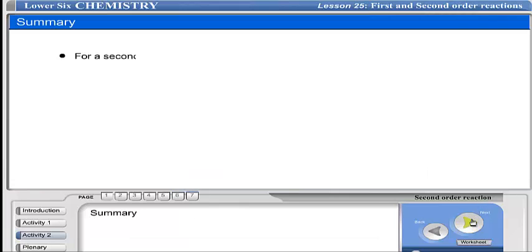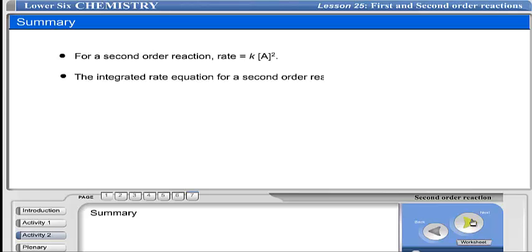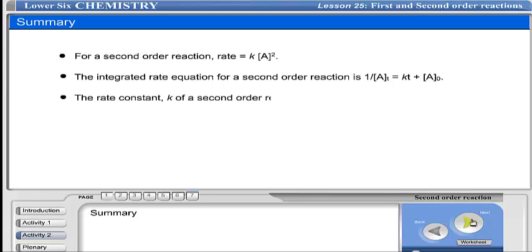For a second-order reaction, rate equals K times concentration of A to the power 2. The integrated rate equation for a second-order reaction is 1 over A_t equals K times t plus 1 over A_0. The rate constant K of a second-order reaction is the gradient of the graph of 1 over concentration of A versus time.